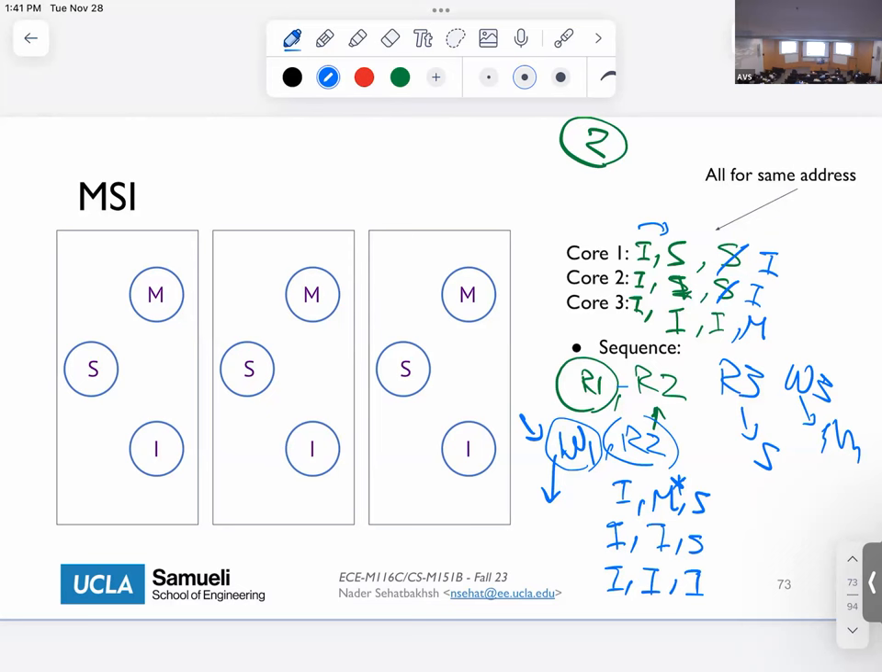No. So the question is why we have SSI, because we have something like this. So first of all, all of them start at I, okay? Then I have R1. R1 means that now core number 1 goes to S, but the others don't need to go to S, right? Now I have R2, then this goes to S, but still I3, there's no need for it. And then if any time in future you have R3, then this one goes to S.